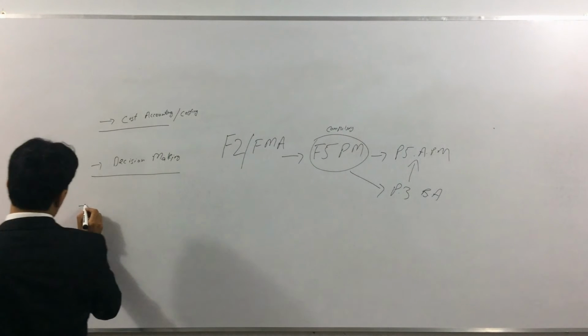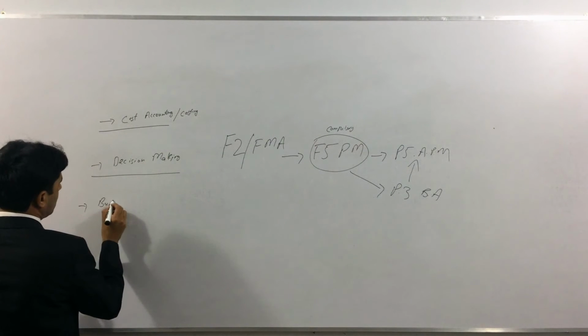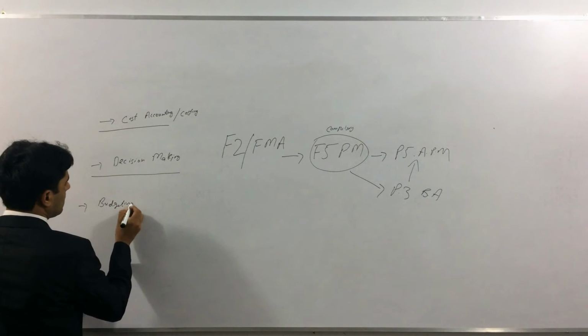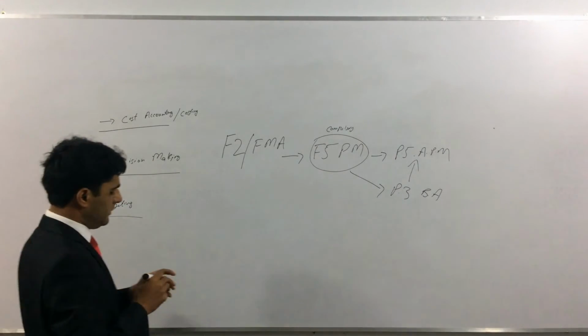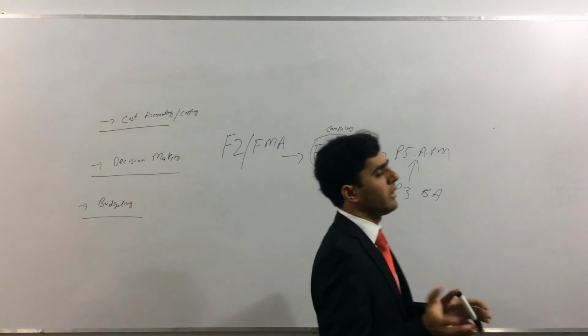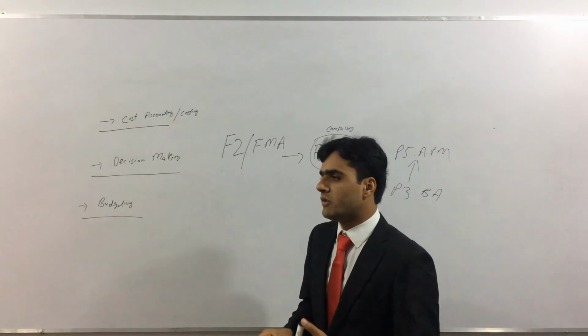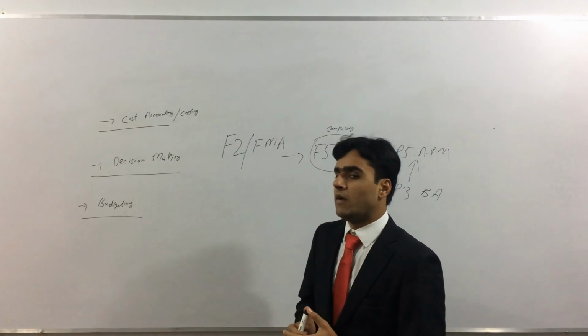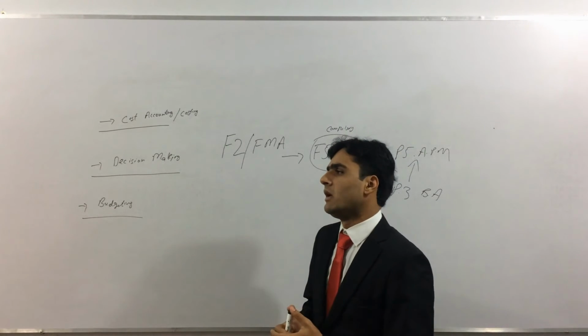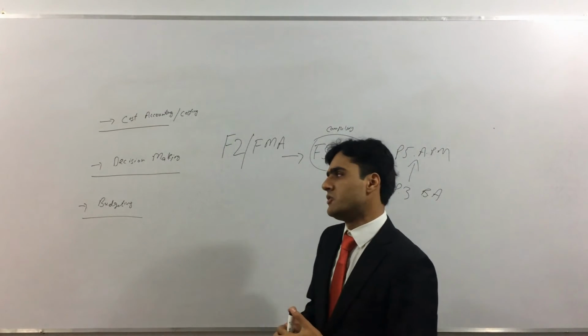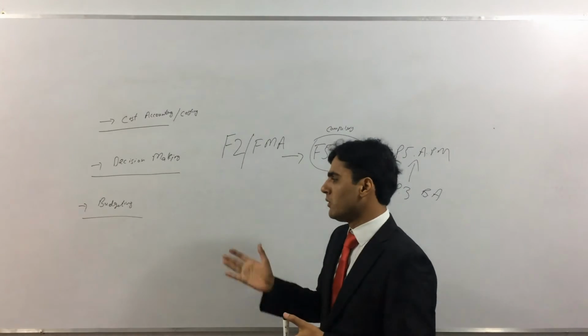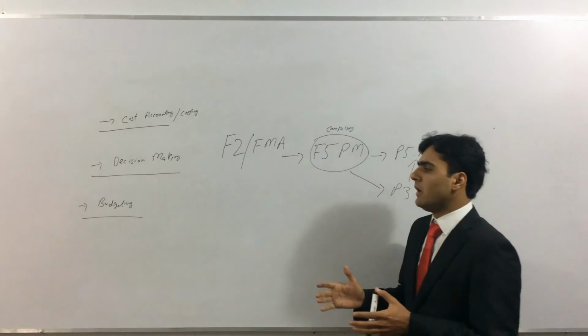Another topic is called budgeting, which we have already seen. Budgeting, you have already seen it, at F2 or FMA, or in your other studies. We will see it in detail here, and we will see other things as well which you have not seen at F2 level, say the behavioral aspects of budgeting, which you haven't seen before.